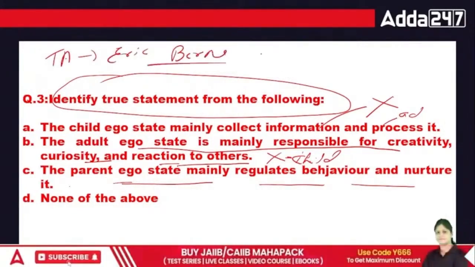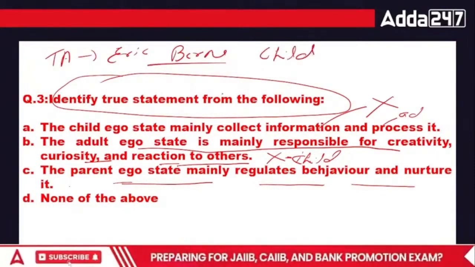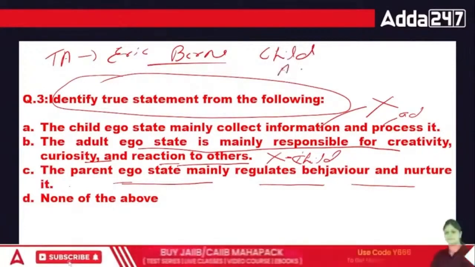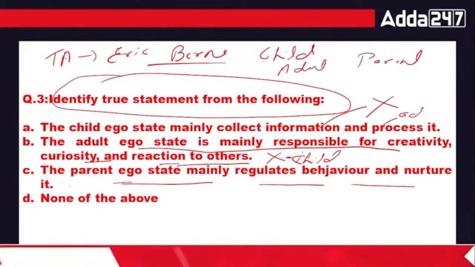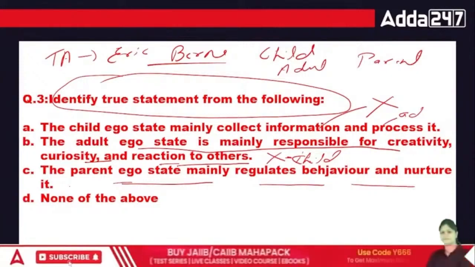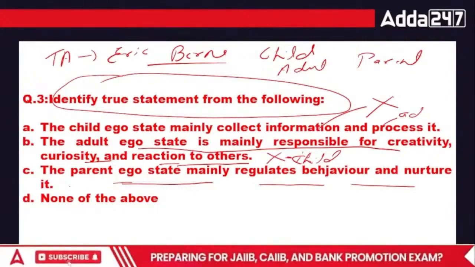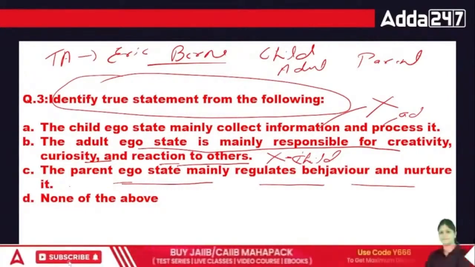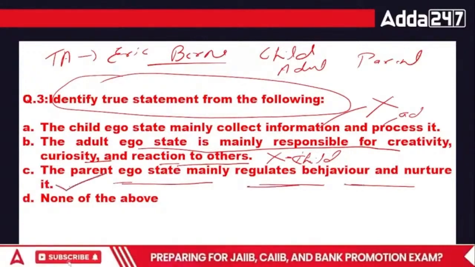He has given the three states, that is child, adult and parent. So child ego state mainly tells you about your creativity, curiosity and immediate reaction to the other. Adult ego state mainly tells you about how to behave reasonably. But parent ego state regulates your behavior and nurtures it. So here the right answer is C.